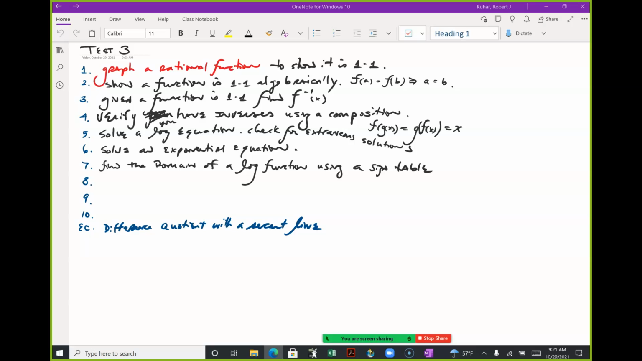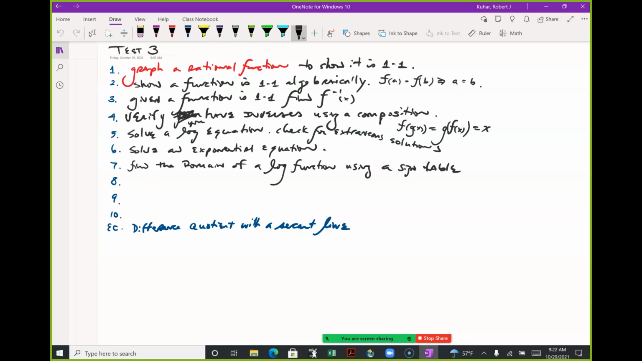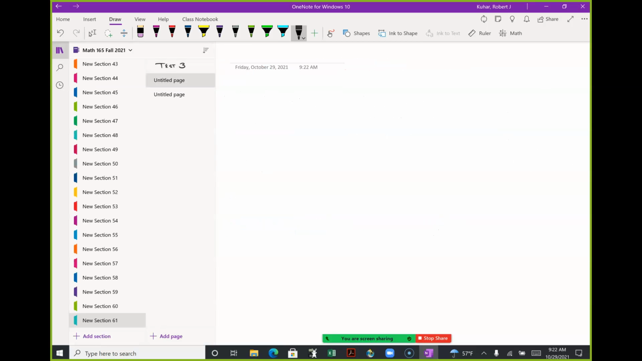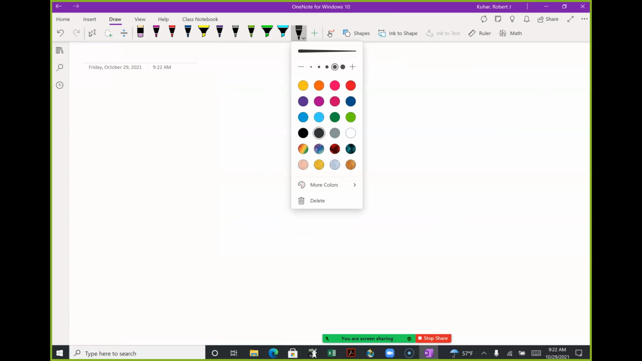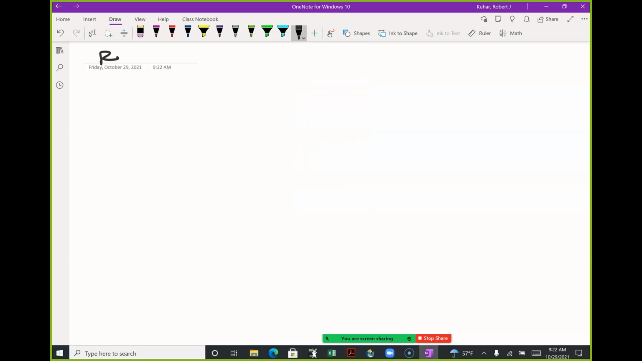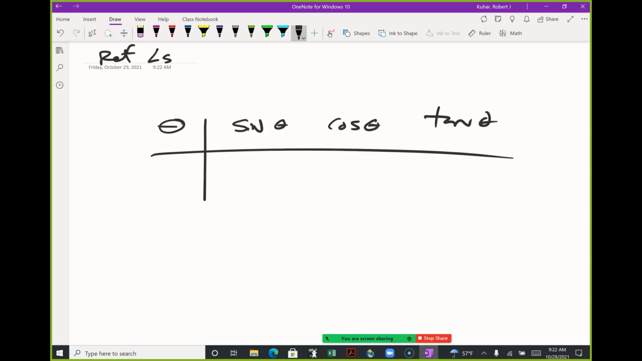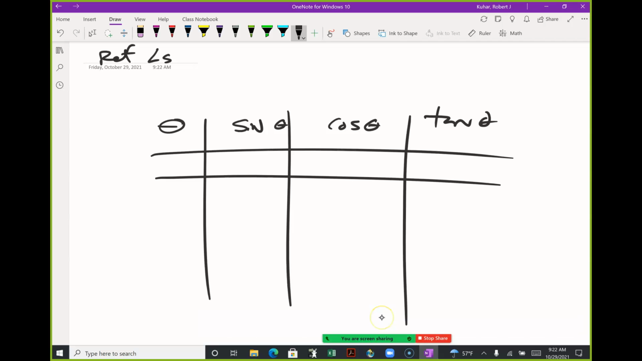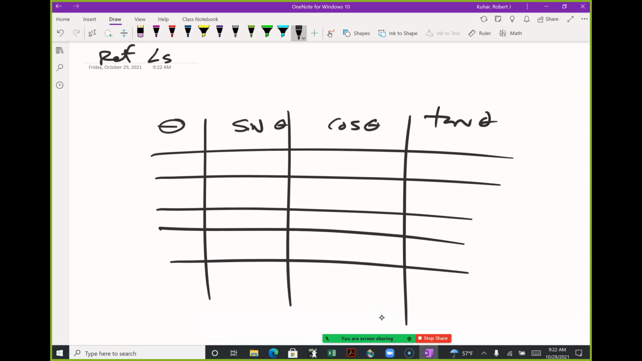I would say you should be able to write down that reference angle table, right? So let's make sure we can do that. So, reference angles. I need a theta column, a sine of theta, a cos of theta, a tangent of theta, right? And I want to use radians.